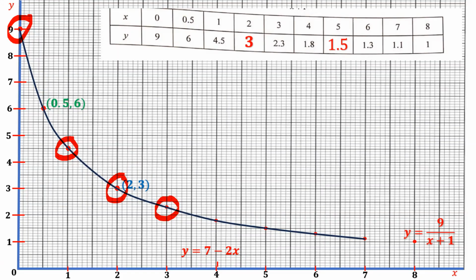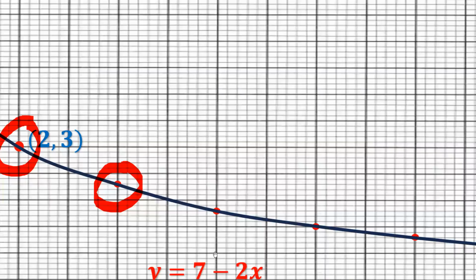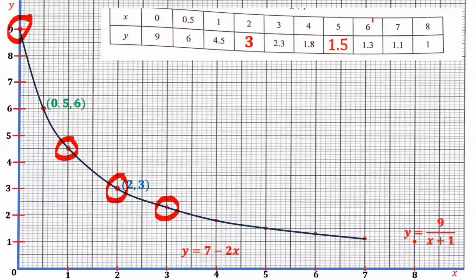Then we have 4 and 1.8. This is going to be 1. This is 1.5. If you look carefully, this is 1, this is 1.5, this is 1.6, 1.7, 1.8. Okay, that's 1.8 right there. So we got 4 and 1.8.